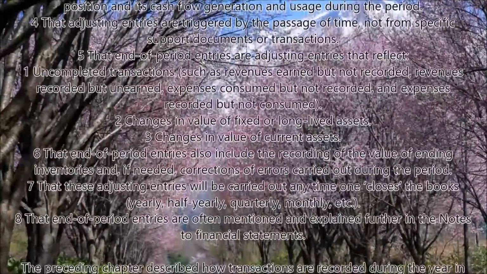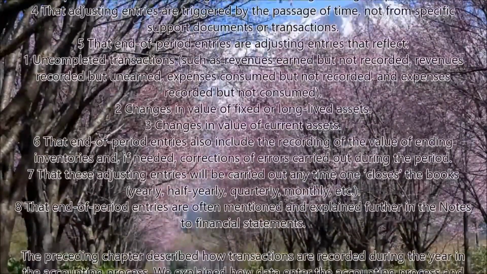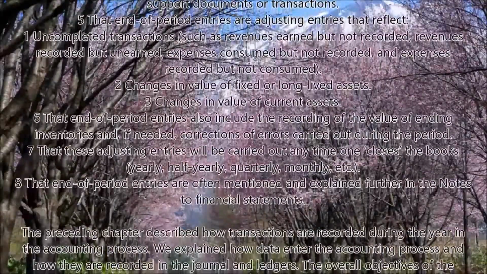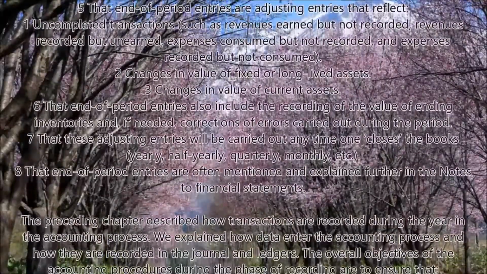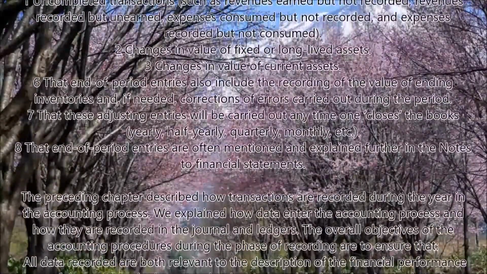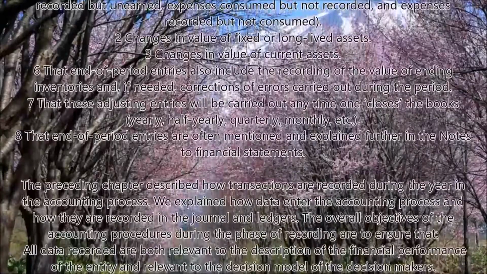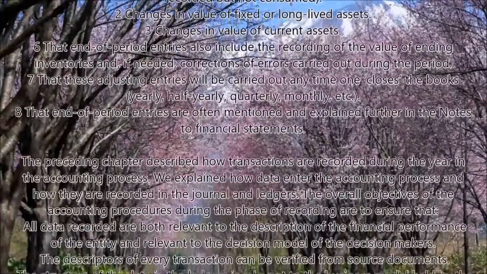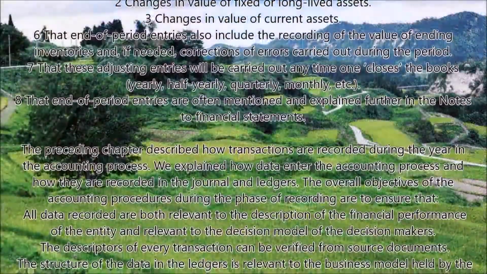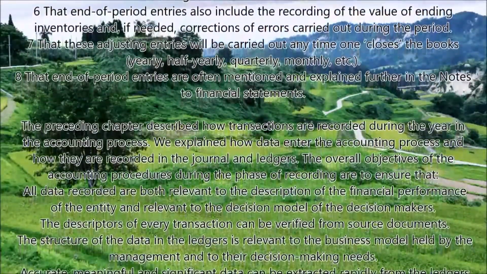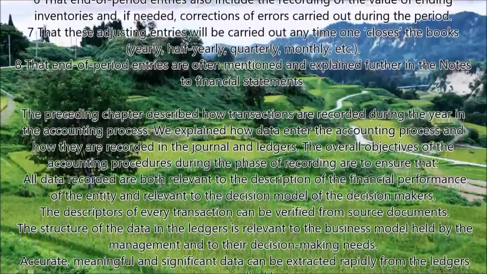The preceding chapter described how transactions are recorded during the year in the accounting process. We explained how data enter the accounting process and how they are recorded in the journal and ledgers. The overall objectives of the accounting procedures during the phase of recording are to ensure that all data recorded are both relevant to the description of the financial performance of the entity and relevant to the decision model of the decision makers. The descriptors of every transaction can be verified from source documents. The structure of the data in the ledgers is relevant to the business model held by the management and to their decision-making needs. Accurate, meaningful, and significant data can be extracted rapidly from the ledgers on a periodical basis.